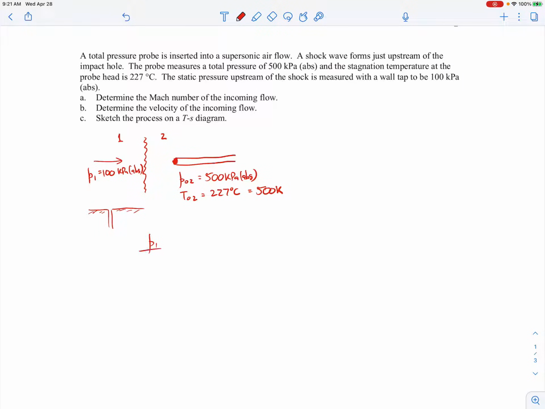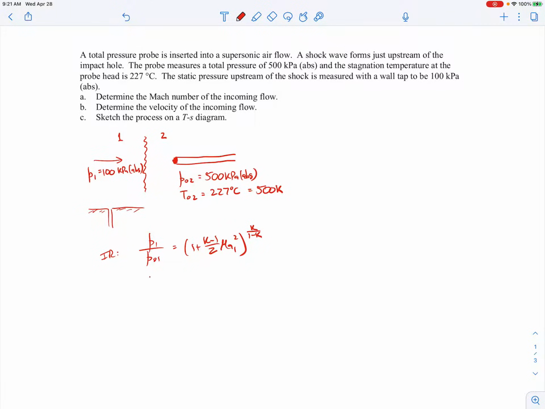We can use P1 over P01, that's an isentropic relation, upstream of the shock. So that looks like that. Of course, we don't know P01 or Mach number 1 just yet. Across the shock, we can use the normal shock relations to relate P02 and P01. This one is a bigger expression. You can find this on a formula sheet, or you could find P02 over P01 using normal shock tables.